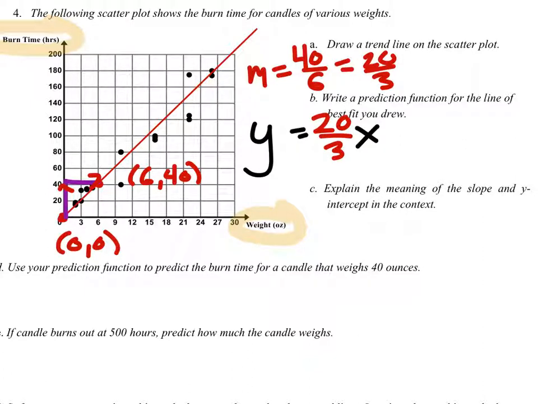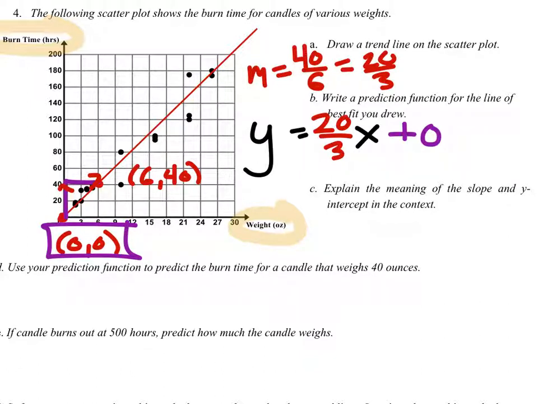And then we just got to check for the Y-intercept, which, again, we kind of assume right here. That is (0, 0). Now I got plus 0 there. You don't really need it, and we won't use it when we find the predictions for D and E. But that's okay. So explain the meaning of the slope and Y-intercept in context.